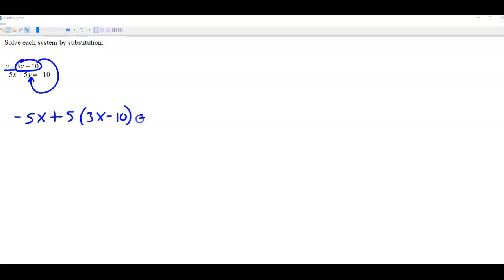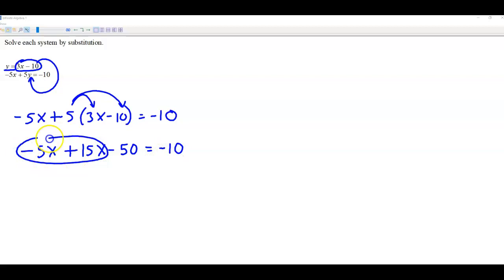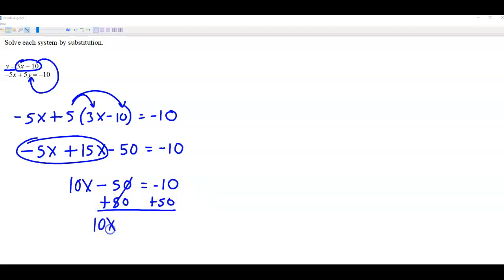Now you'll notice that I plugged it in for y because that's what y equals. If I had one that said x equals, then I would be plugging it in for x. Okay. At this point, we're going to solve the equation. So here we go. We're going to begin by doing some distribution. Then we can combine these like terms together here. And we got a two-step equation here, so I'm going to start by adding 50 and then dividing by 10, and I end up with x equals 4.